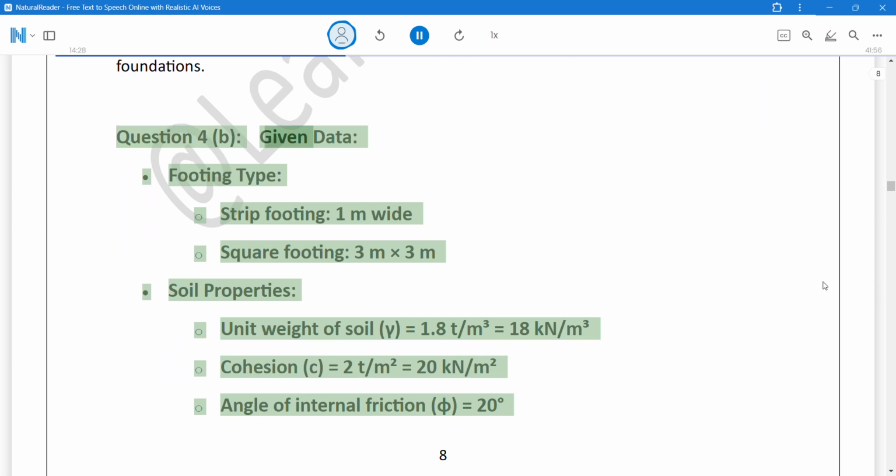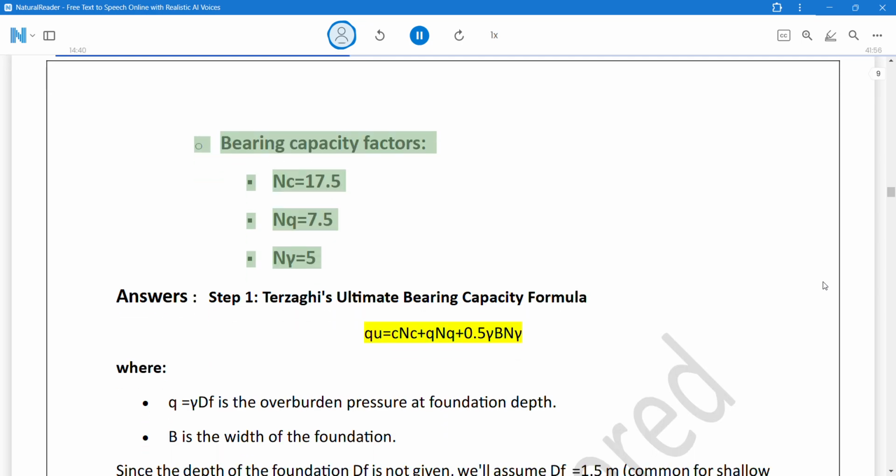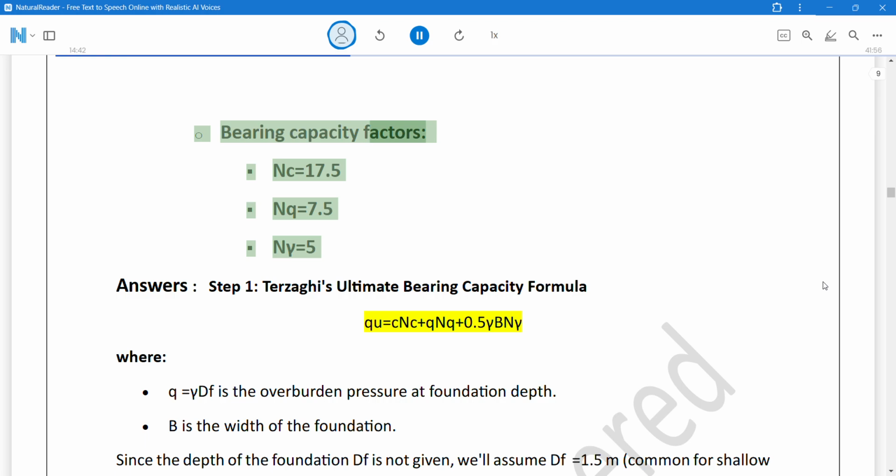Question 4. Given data. Footing type: strip footing, 1 m wide; square footing, 3 m times 3 m. Soil properties: unit weight of soil equals 1.8 t/m³ equals 18 kN per cubic meter; cohesion equals 2 t/m² equals 20 kN per square meter; angle of internal friction equals 20 degrees. Bearing capacity factors: Nc equals 17.5, Nq equals 7.5, N gamma equals 5.